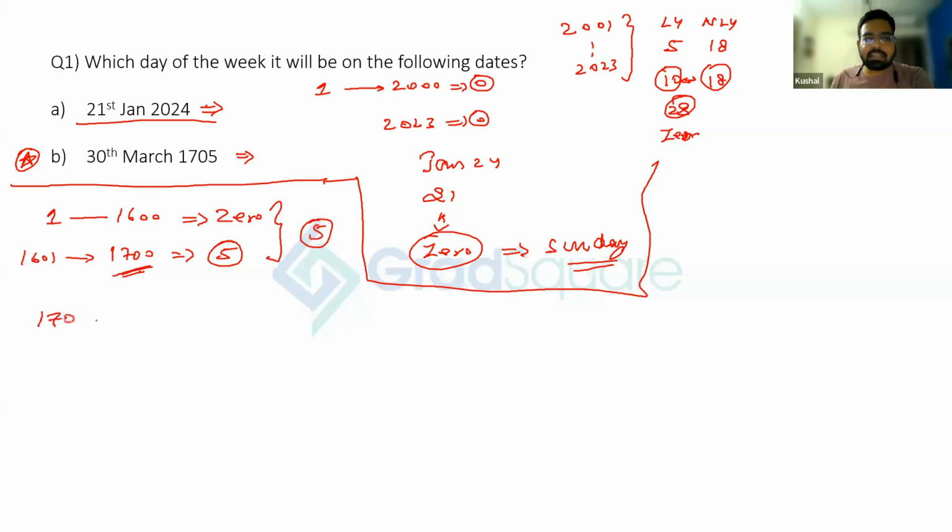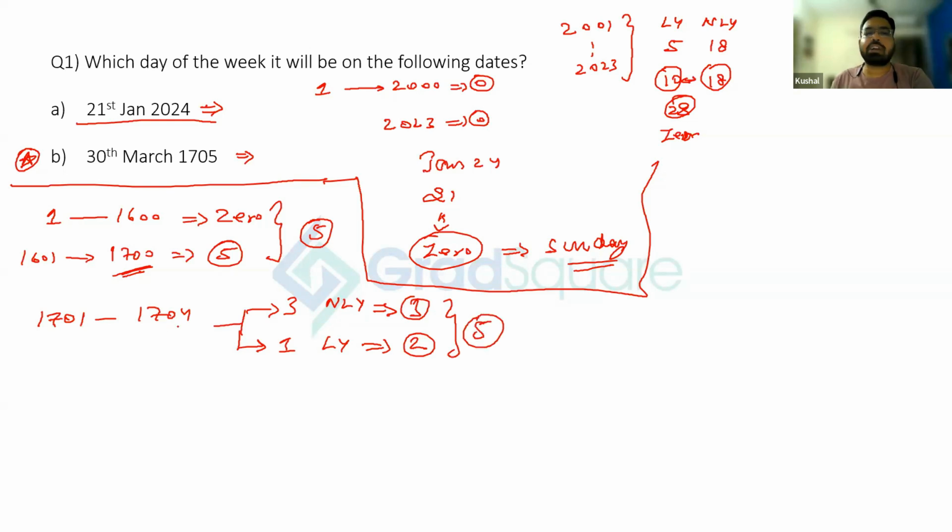Now 1701 to 1704, you will have how many years? You will have 3 normal years or non-leap years and 1 leap year. 1 leap year will give me 2 odd days and 3 normal years will give me 3 odd days. Total of 5 odd days till the end of 1704, which is December 31st, 1704. Total will become what? 10 odd days. From here 5 and from here 5, you will have 10 odd days. So I'm writing 10 odd days and now getting into the year 1705, and I'm looking at January.